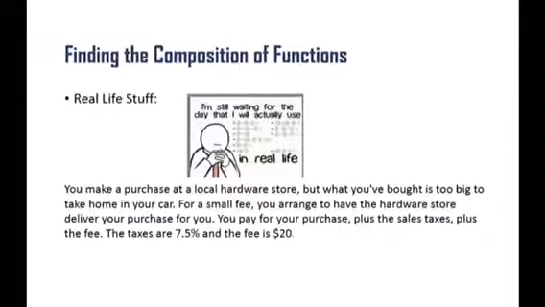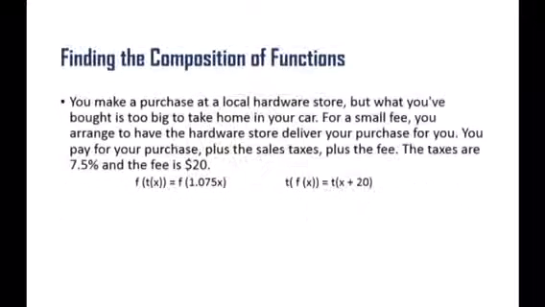Real-life application. You make a purchase at a local hardware store, but what you've bought is too big to take home in your car. For a small fee, you arrange to have the hardware store deliver your purchase for you. You pay for your purchase plus the sales tax plus the fee. The taxes are 7.5% and the fee is $20. The equations for this problem would be f of t of x equals f times 1.075 and t of f of x equals t times x plus 20.